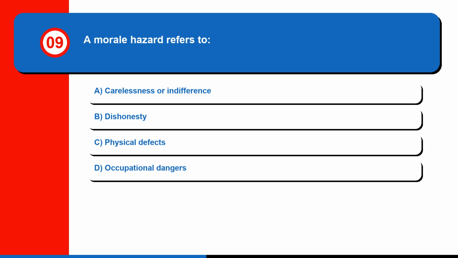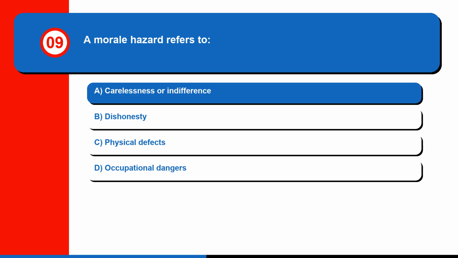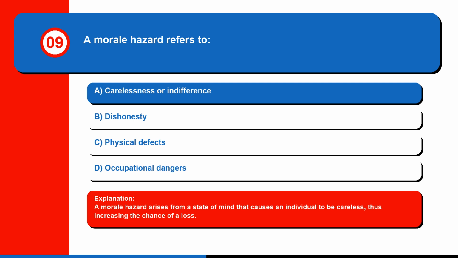Question 9. A morale hazard refers to A. Carelessness or indifference. B. Dishonesty. C. Physical defects. Or D. Occupational dangers. The correct answer is A. Carelessness or indifference. A morale hazard arises from a state of mind that causes an individual to be careless, thus increasing the chance of a loss.